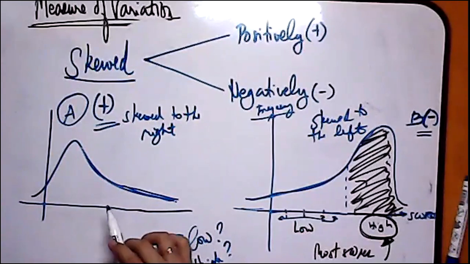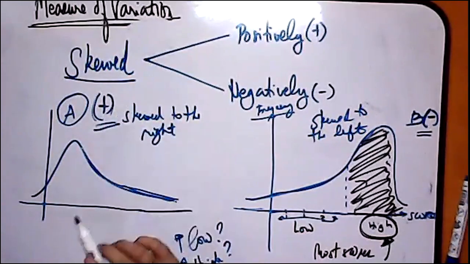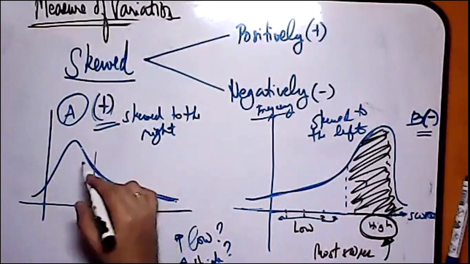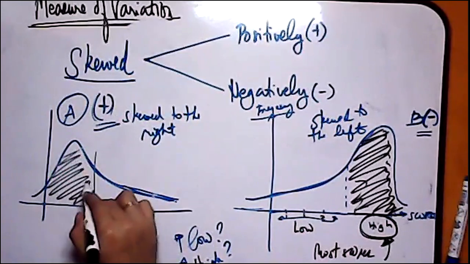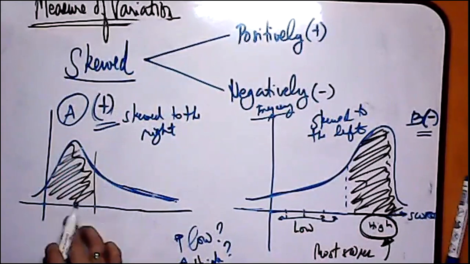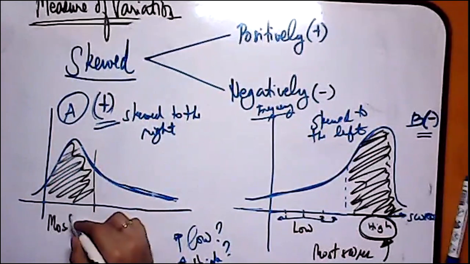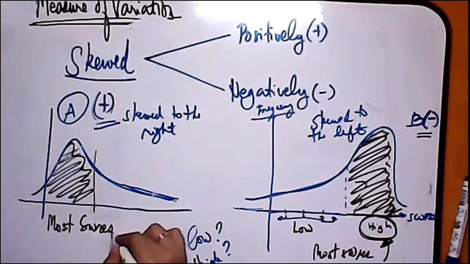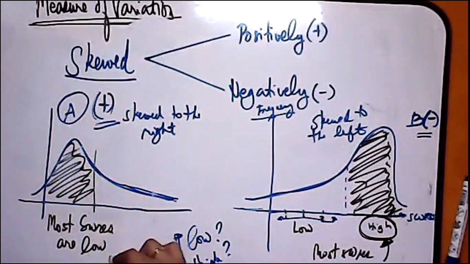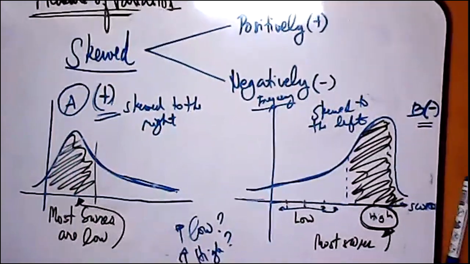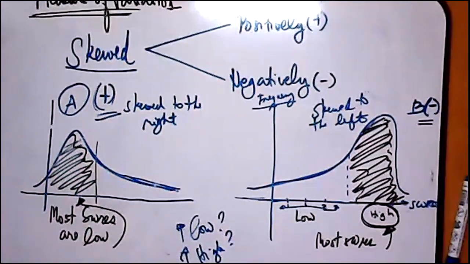But when the skewness is positive, or skewed to the right, mas mabigat ang area under the curve dito sa part na to, which we know na dito nagsisimula yung mga low scores natin. In other words, most scores are low in a positively skewed distribution. By just looking at the curves, we can answer that.